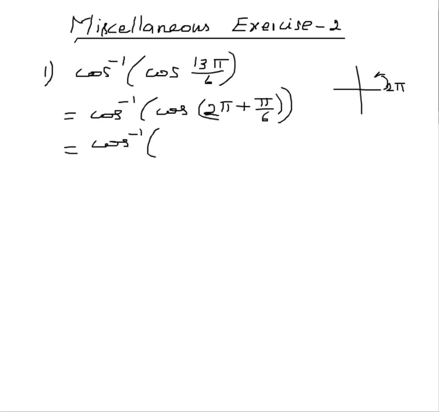In the first quadrant, all trigonometric ratios are positive. So it becomes cos pi by 6. Pi by 6 is in the principal value branch of cos inverse. Principal value branch of cos inverse is closed interval 0 to pi. We can cancel cos inverse and cos. The answer is pi by 6.